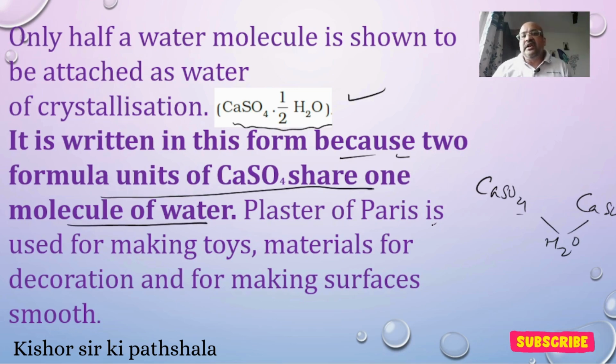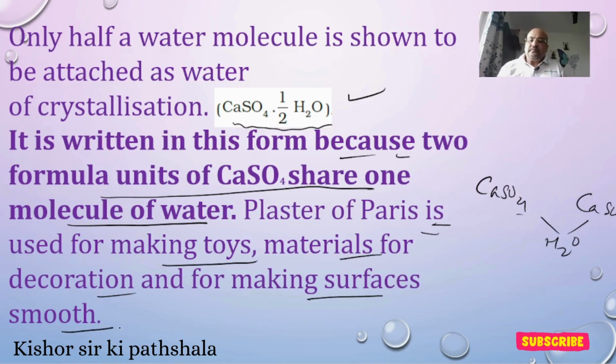Plaster of Paris has wide use in making toys, decorative materials, and making surfaces smooth. We have seen how plaster of Paris is useful in day-to-day life, and we have understood what water of crystallization is, how the color of copper sulfate changes from blue to white when heated, and how it regains its color when water is added.